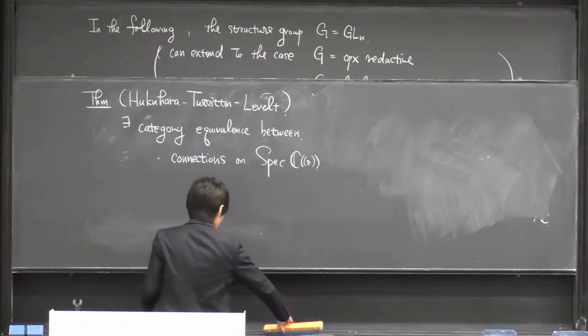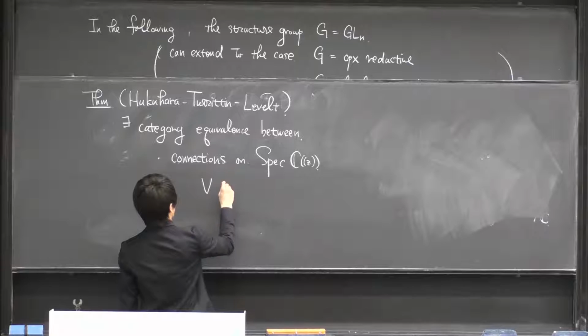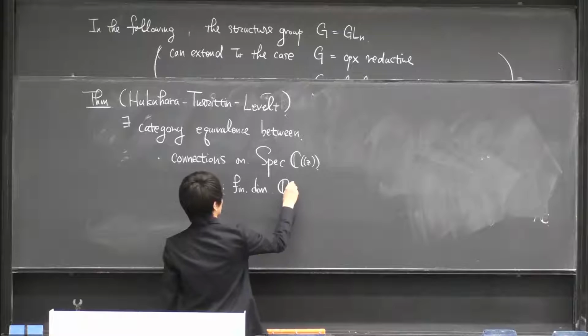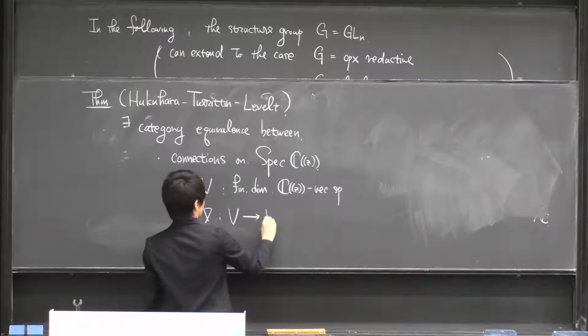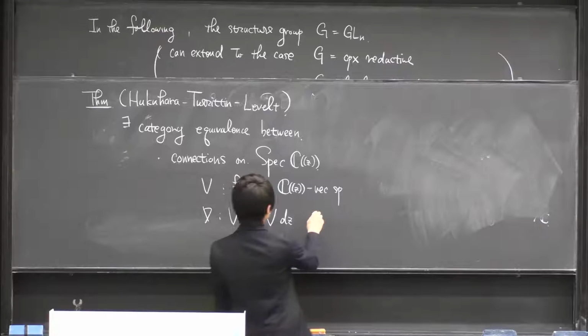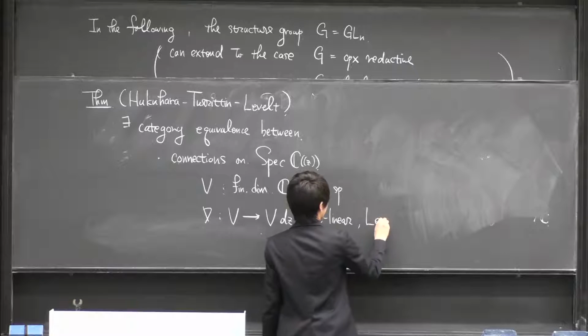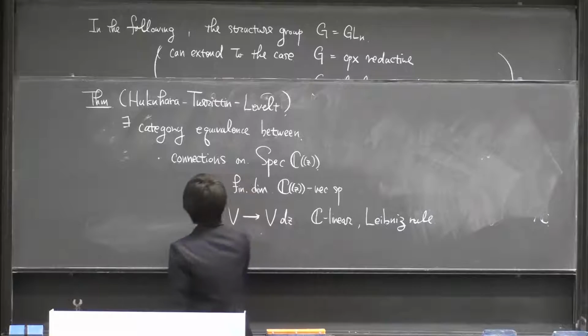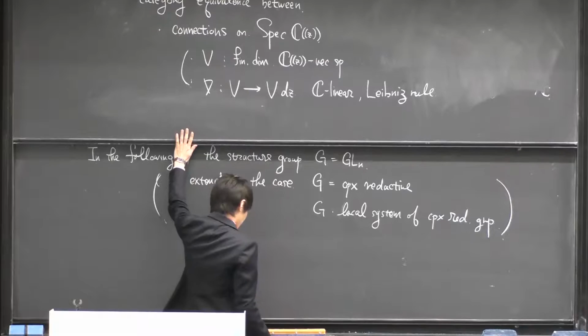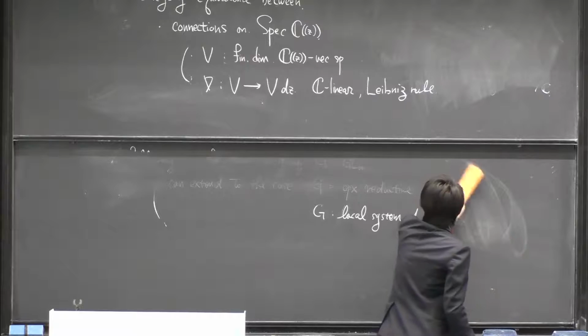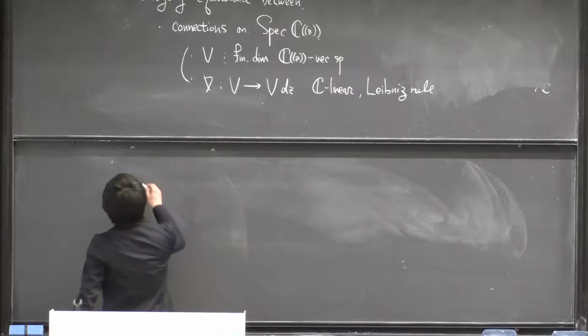Namely, they are tuples of a finite dimensional vector space over the formal Laurent series, and nabla a connection. So this is C-linear and satisfies the Leibniz rule. The other one is the category of so-called I-graded local systems.